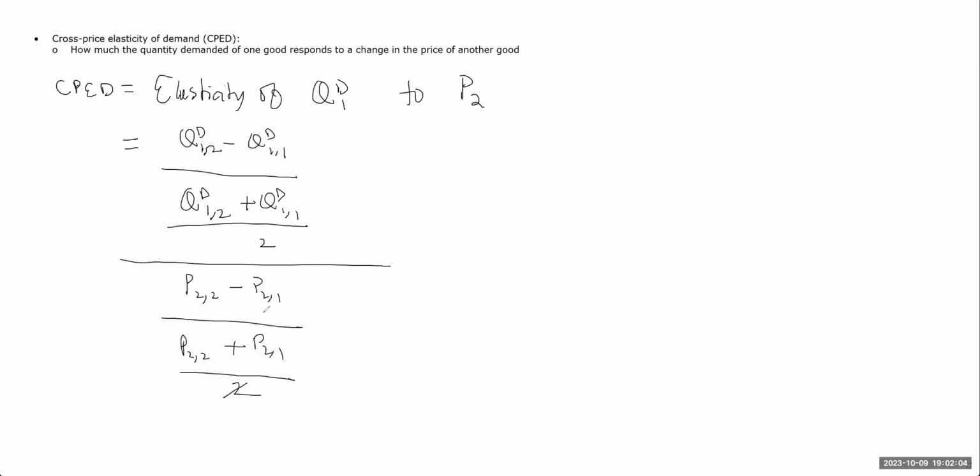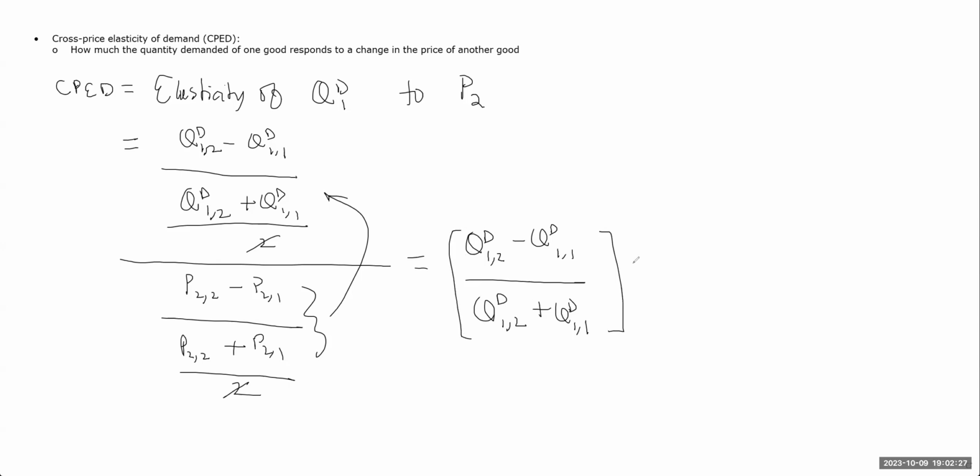Okay. Cancel this 2 with this 2, and then we flip this thingamabob and put it up there. And we got QD1,2 minus QD1,1 over QD1,2 plus QD1,1 times P2,2 minus P2,1 over P2,2 plus P2,1. Okay, that's the formula. All right, so given this formula, let's calculate some stuff.